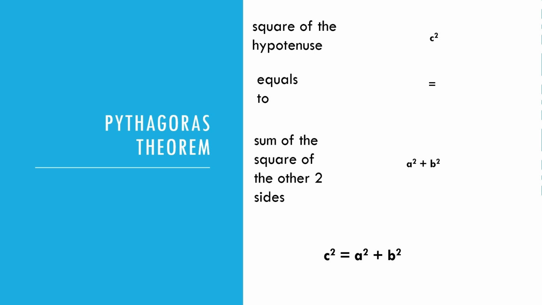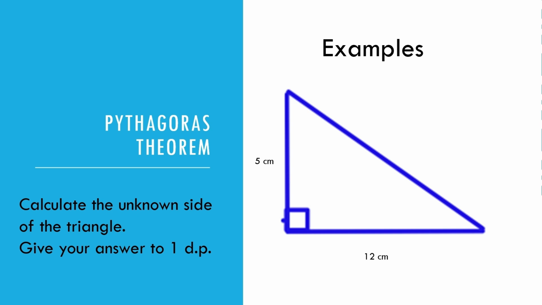Question 1. Calculate the unknown side of the triangle. Give your answer to one decimal place. The first thing to do is to identify the hypotenuse and the other two sides. We can see that the hypotenuse C is the unknown side. How do we calculate this?